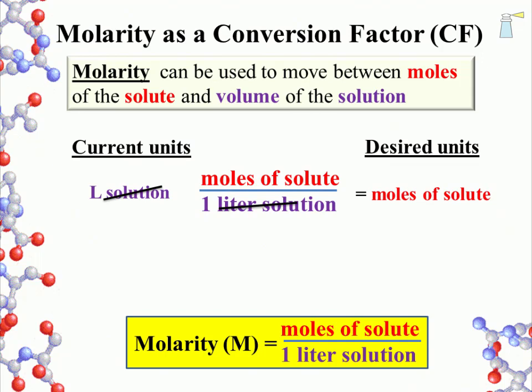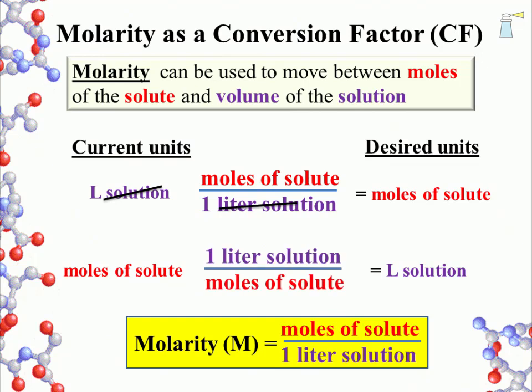The 2 given values are volume of solution and the molarity. The third value, moles of solute, is solved for. Flipping the arrangement around so that the moles of solute are the current unit and the liters of solution are the desired unit will still require molarity as the conversion factor, but with moles of solute in the denominator so that units cancel out, leaving desired units of liters of solution. The 2 given values are moles of solute and the molarity. The third value, volume of solution, is solved for.